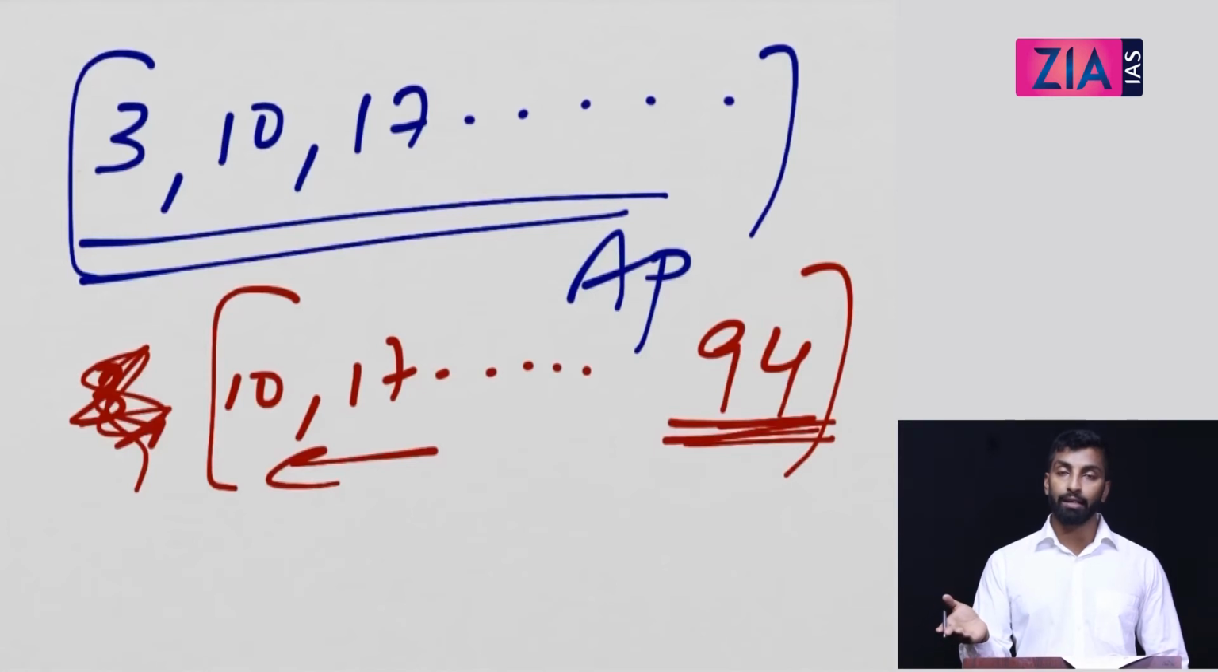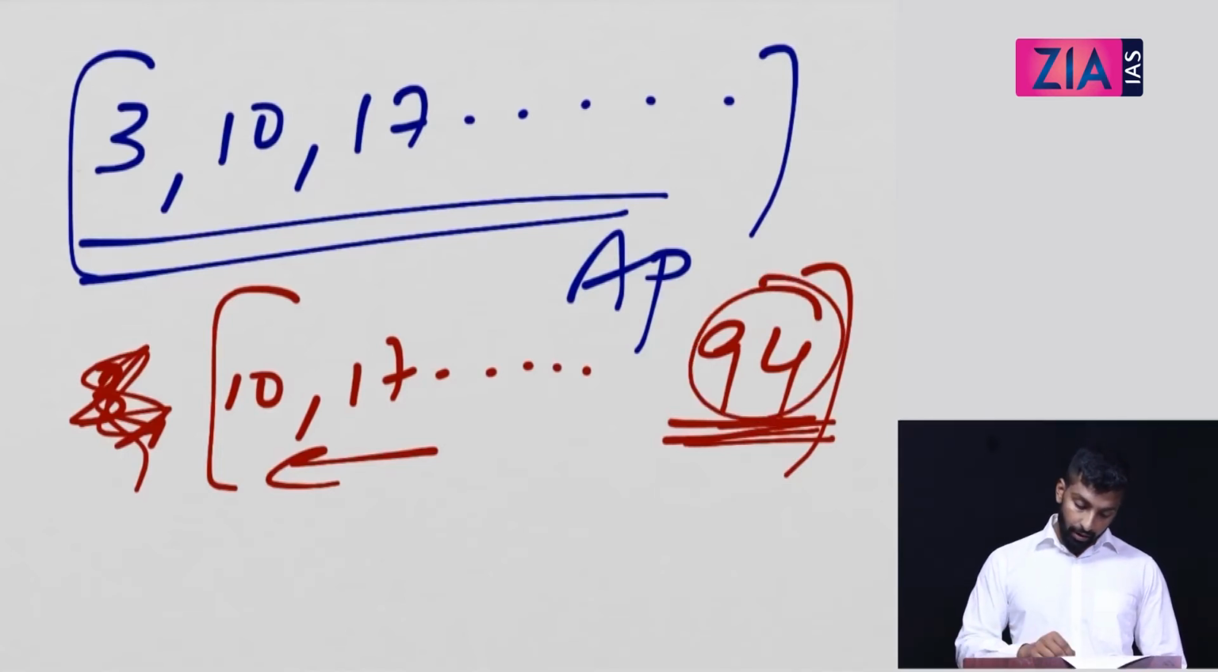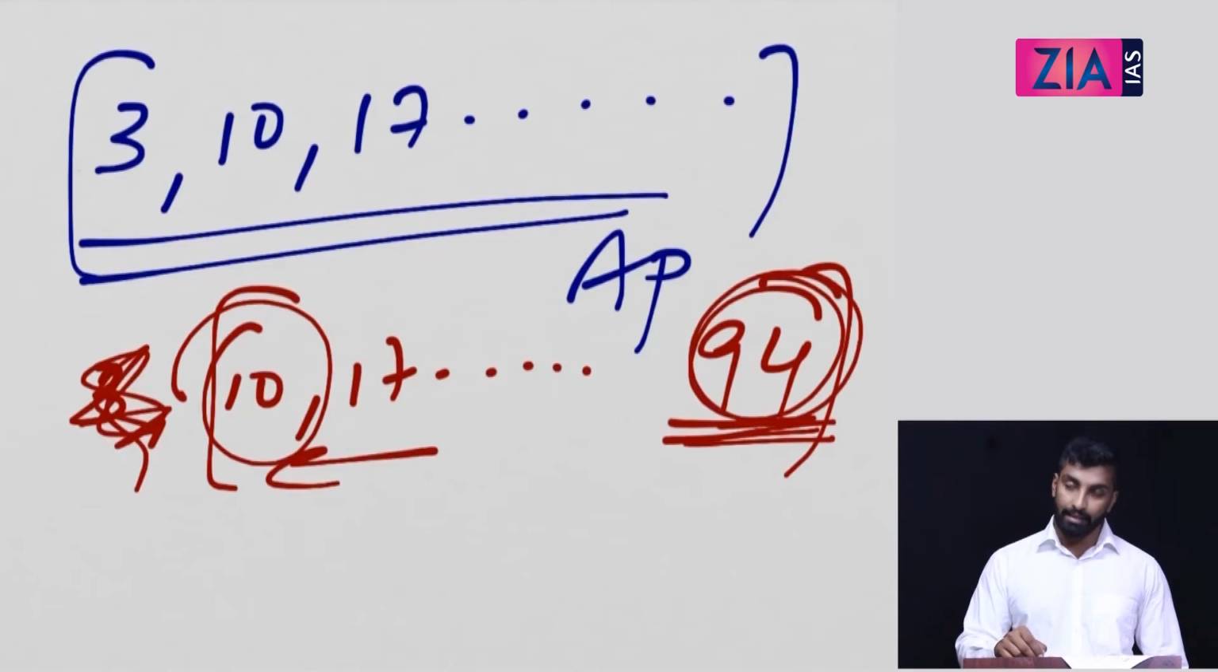Close to 100, 91 or 98. If it is 98 minus 4, if it is 91 plus 3, right? You get 94. So you know the first term is 10, the last term is 94. You can find the number of terms now, right?